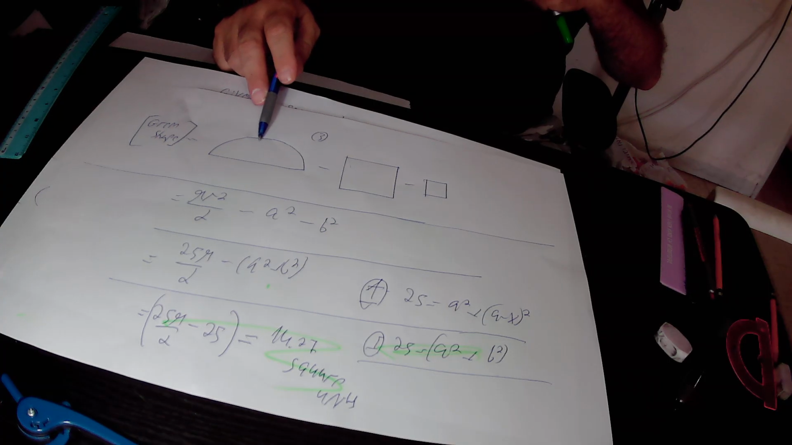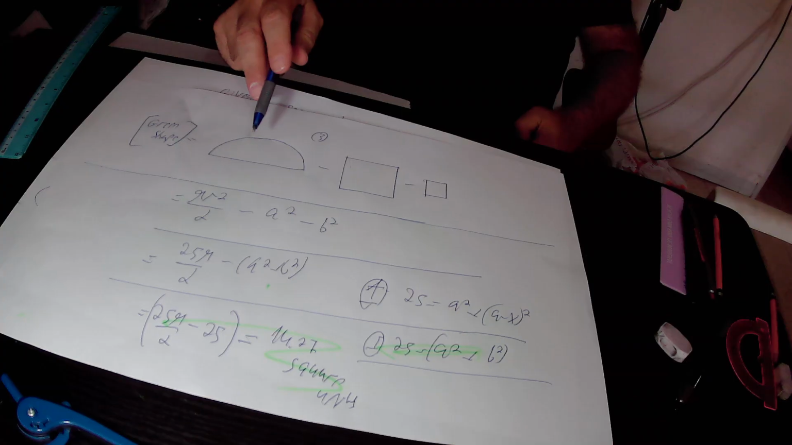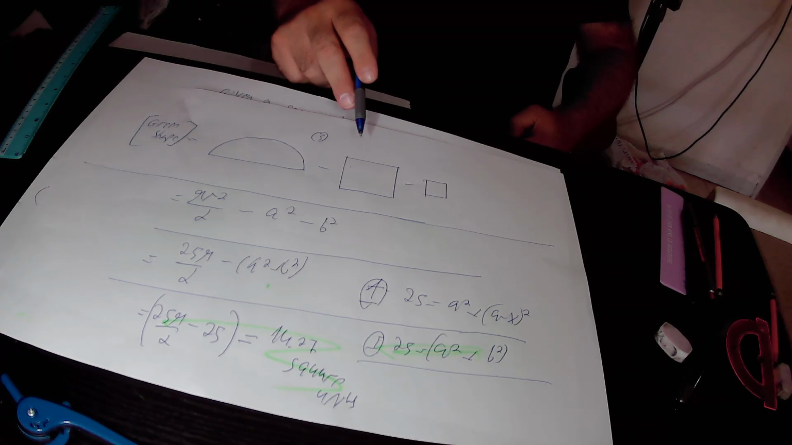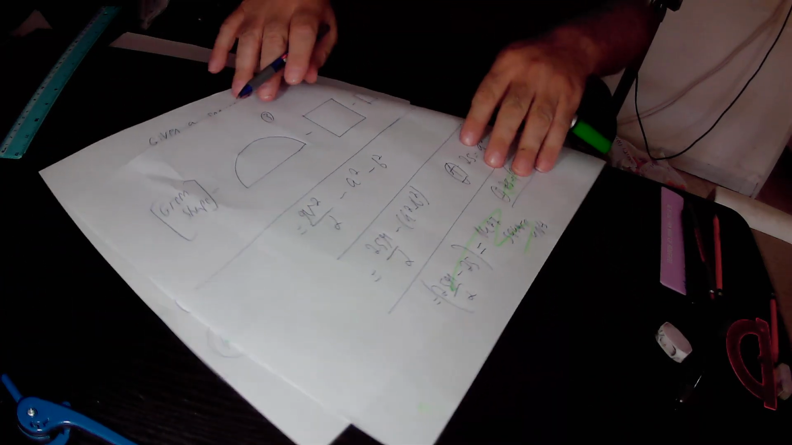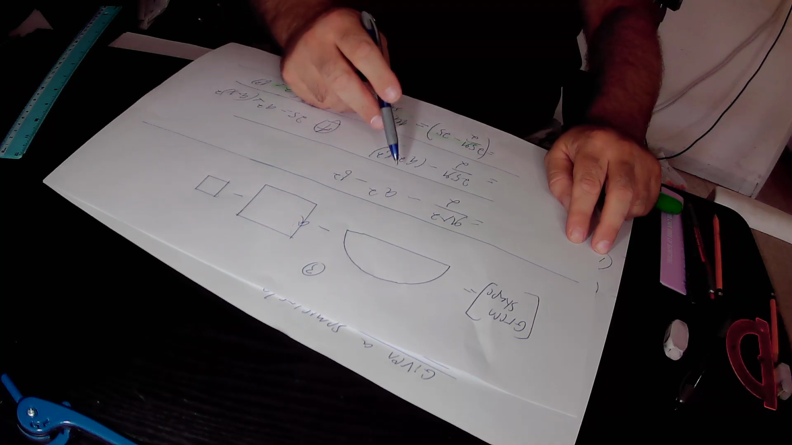What is the area of the semicircle? Actually, note that the area of any semicircle equals the area of the circle over 2. That is to say, it is pi r squared over 2. Minus the area of the big square. One side of the big square equals a. Therefore, the area of this big square must be equal to a squared.